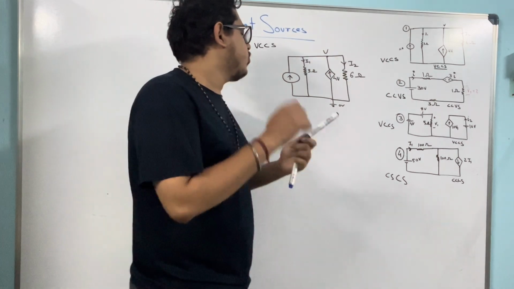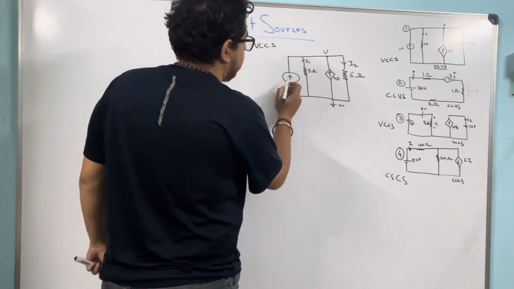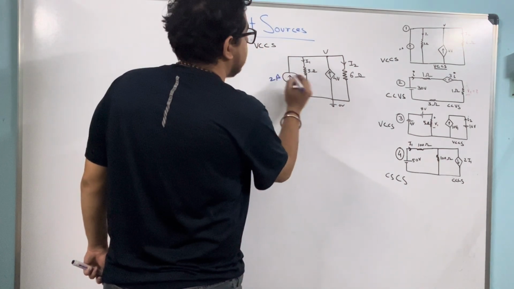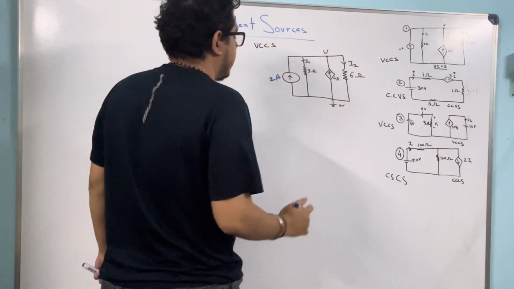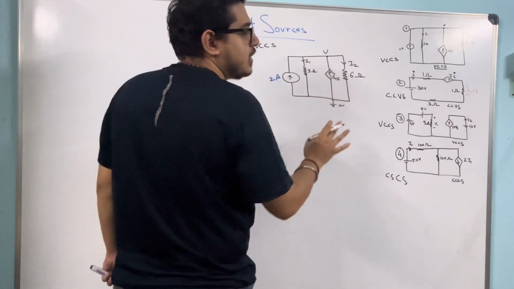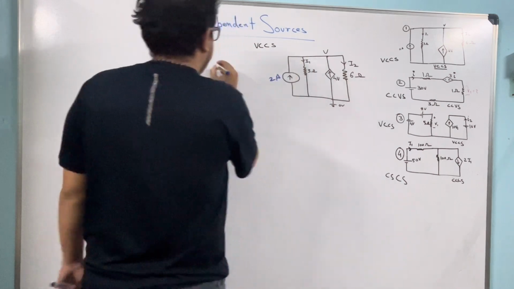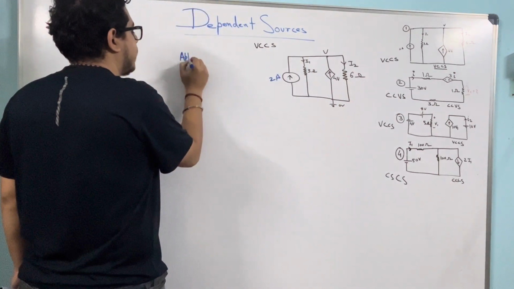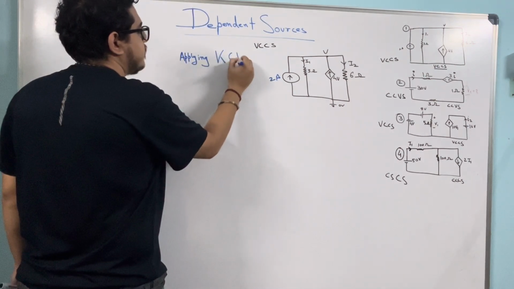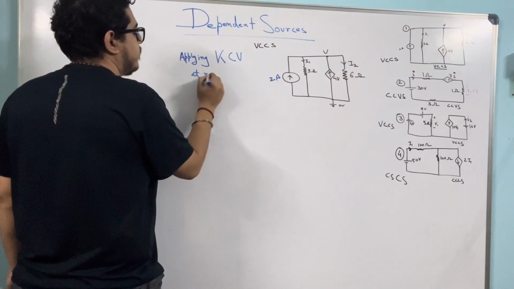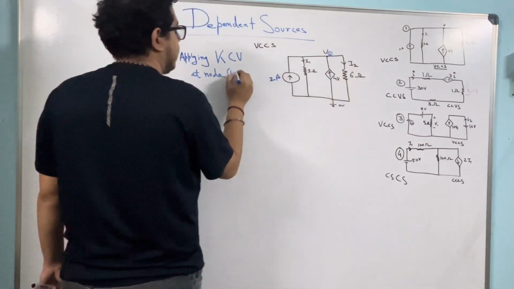To solve this question, we can see 2 current sources are present here. This is a current source of 2 ampere, and this is also a current source which depends on the value V, 4V. So the current 4V is flowing there. Since both the sources are current sources, KCL is preferred. So I will use KCL, applying KCL at this node, suppose this is node 1.